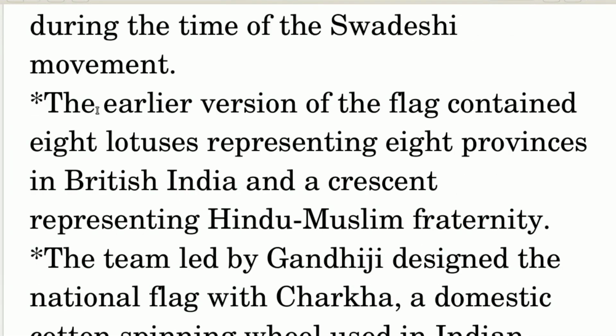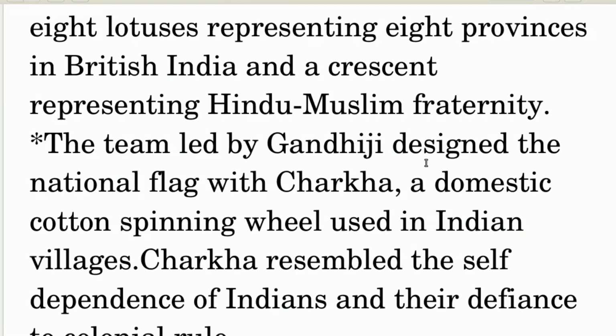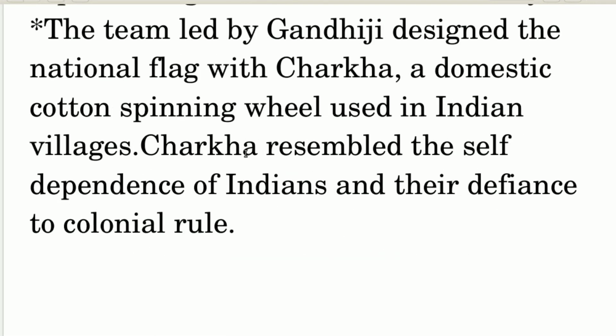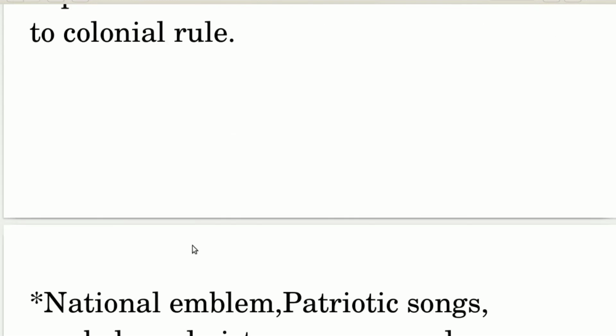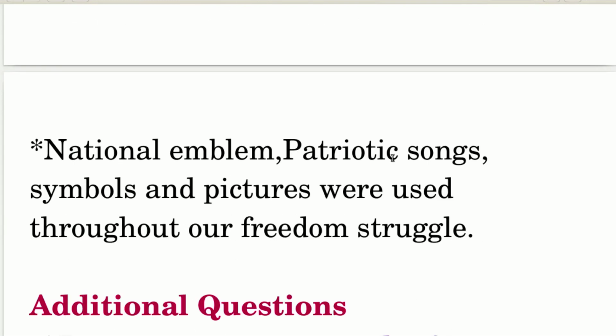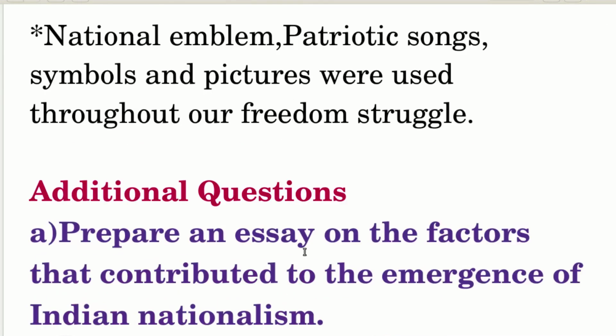The earlier version of the flag contained 8 lotuses representing 8 provinces in British India and a crescent representing Hindu-Muslim fraternity. The team led by Gandhiji designed the national flag with the charkha, a domestic cotton spinning wheel used in Indian villages. The charkha resembled the self-dependence of Indians and their defiance to colonial rule. National emblem, patriotic songs, symbols and pictures were used throughout our freedom struggle.